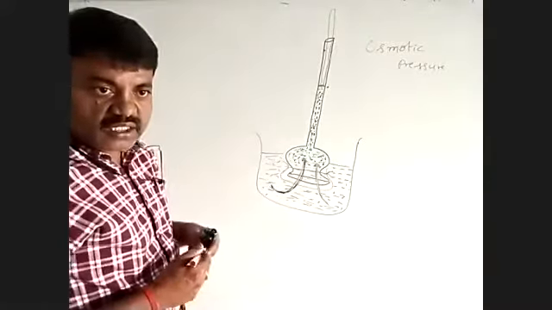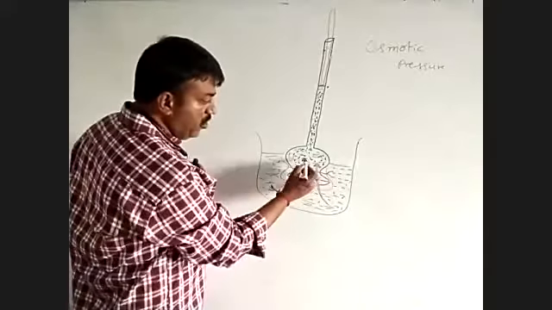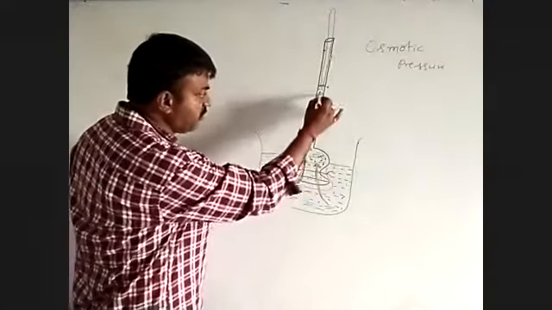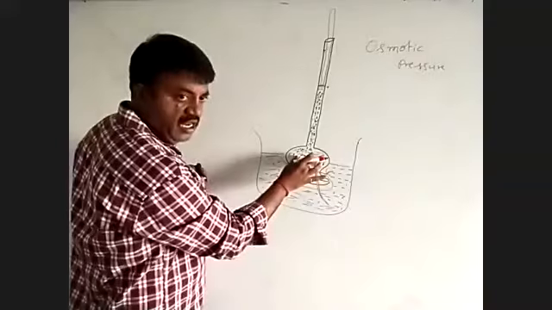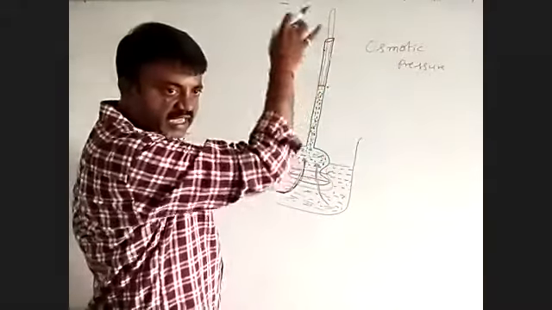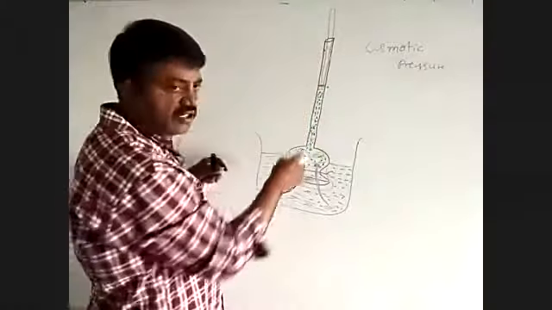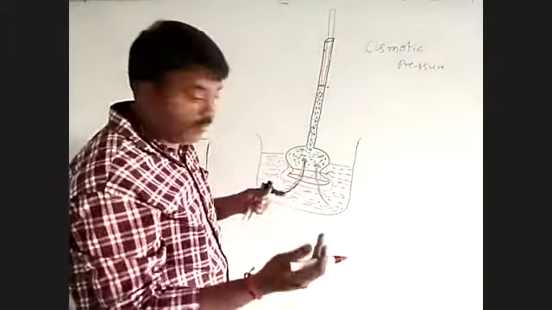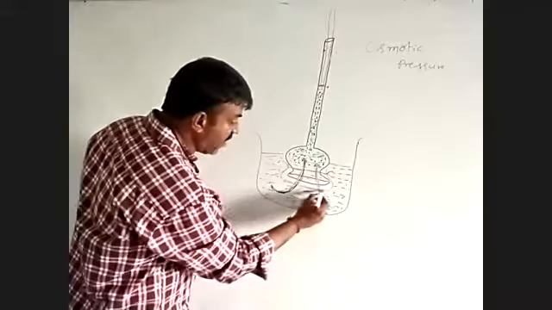So whenever the osmotic potential in the solution and the osmotic pressure which is applied externally from the upper part of the thistle funnel remain the same, there is no rupturing of the egg membrane.